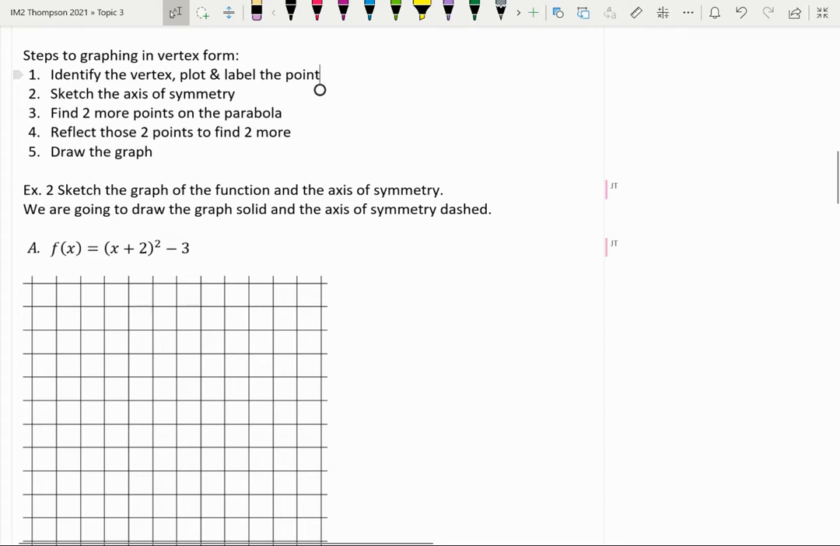So we're going to go with a more basic one and then maybe one that's got some more moving parts. f of x is equal to (x plus 2) quantity squared minus 3.